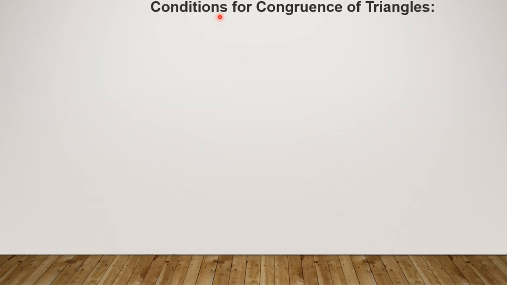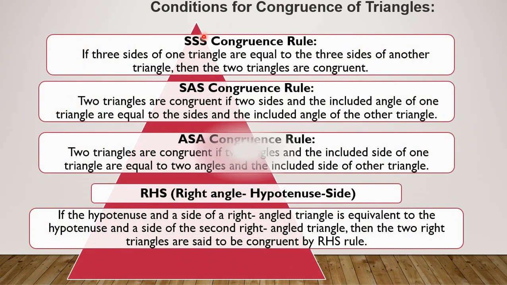Now let's talk about the conditions for congruence of triangles. As in the earlier classes, we have the SSS congruence rule. If the three sides of one triangle are equal to the three sides of another triangle, then the two triangles are congruent. The SAS criterion says two triangles are congruent if two sides and the included angle of one triangle are equal to two sides and the included angle of the other triangle.